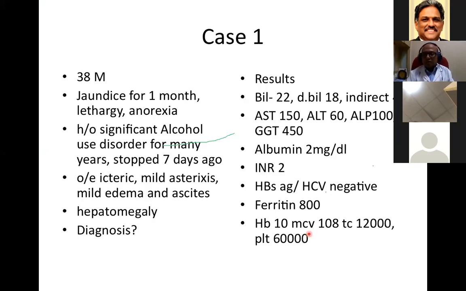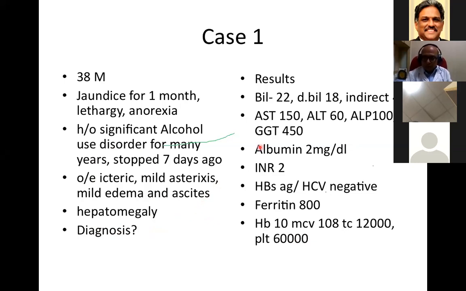He had a significant history of alcohol use disorder for many years, and he just stopped a week before coming to see us. There were no other drugs that he was taking, and there were no other risk factors on the history. On examination, he was icteric, and he had a few signs of encephalopathy in the form of flaps, and he had edema, and on abdominal examination, he had ascites and hepatomegaly. So the diagnosis in this case seems to be mainly because of the history pointing towards alcohol.